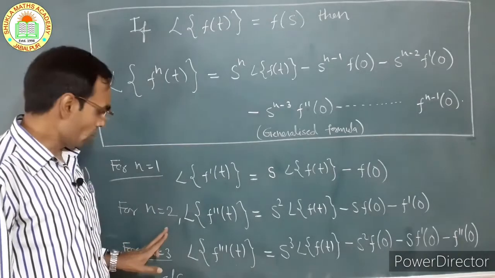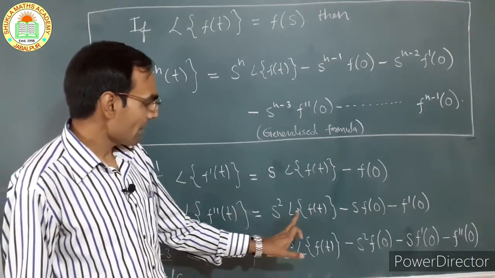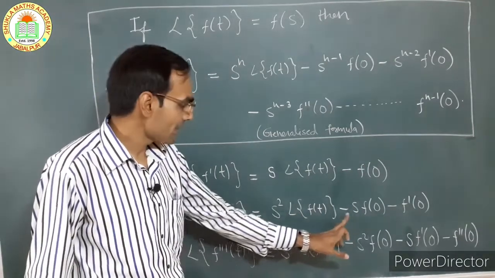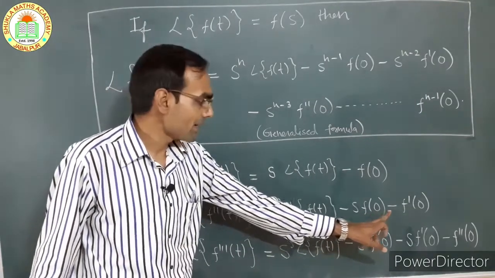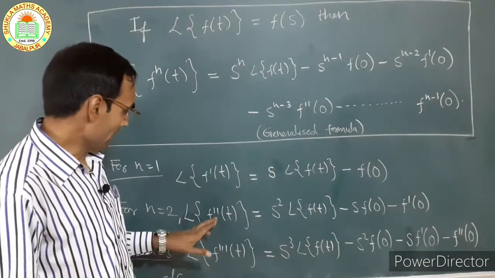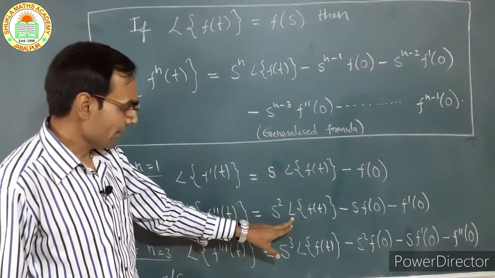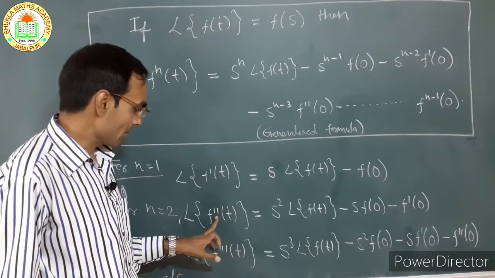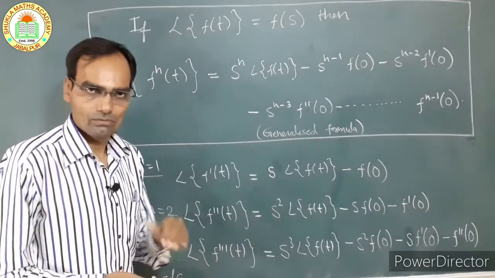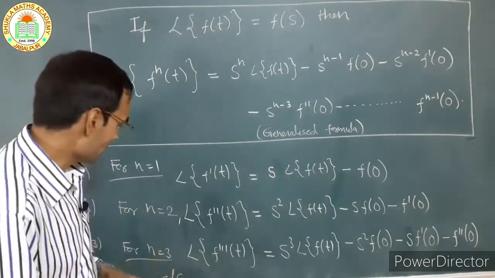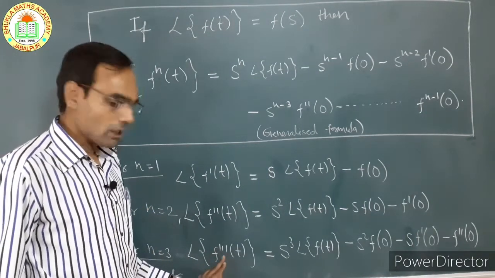Similarly, when n equal to 2, Laplace of the second derivative of f(t) is s^2 into Laplace of f(t) minus s into f(0), means value of function at the point 0, and minus f'(0). Clearly this expansion contains a total of 3 terms, and the derivative order is 2. So clearly here also the number of terms is n plus 1, that is 2 plus 1, that is 3.